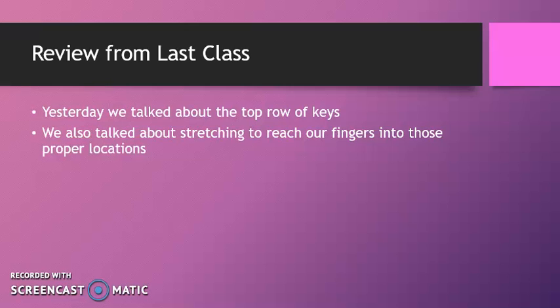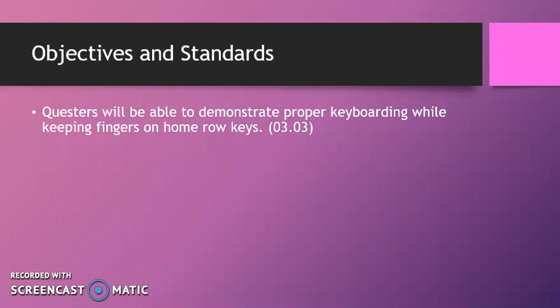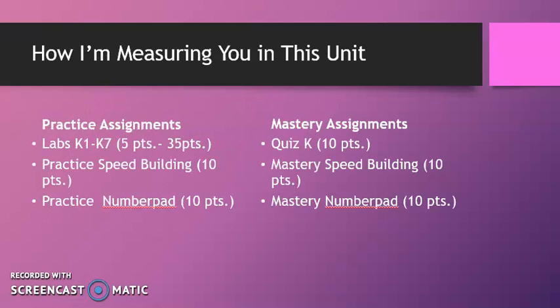In the last class, we talked about the top row keys and how you type those. We also talked about how you can stretch your fingers to reach those keys so you're hitting the proper letters at the right time. Our standard for this lesson is to make sure that we're able to demonstrate proper keyboarding, while keeping the fingers on the home row keys. And that's really crucial here, that the fingers stay on the home row and you just move to where you need to across the keyboard.